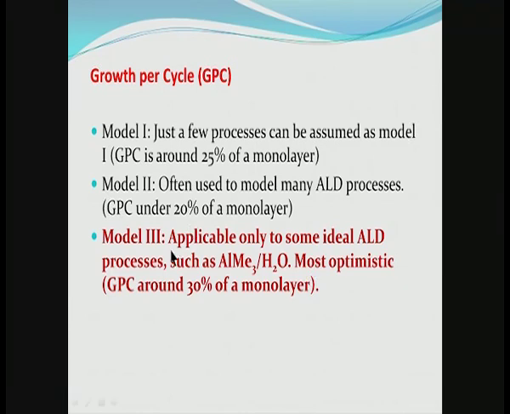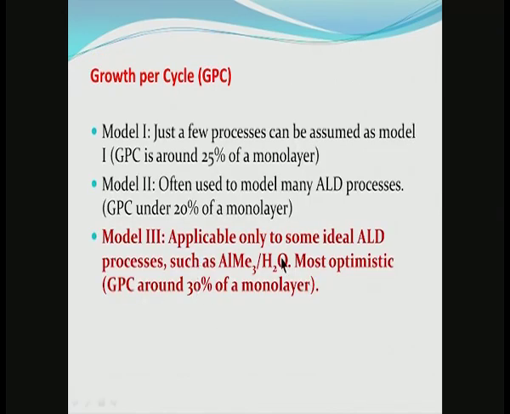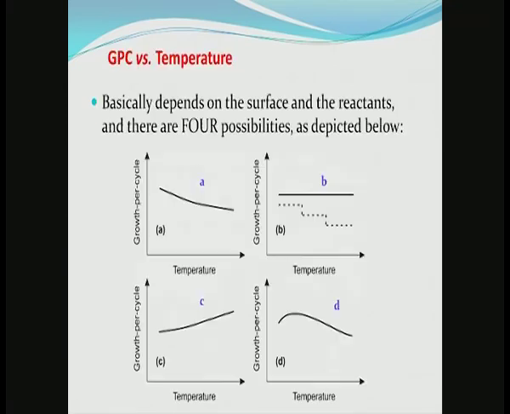Model 3, which is where we have shown these small ligand molecules covering the substrate at a low porosity, is applicable to some ideal ALD processes such as trimethyl aluminum and water, and this is the most optimistic one, whereby the growth per cycle is about 30% of a monolayer, approximately 1/3 of a monolayer.